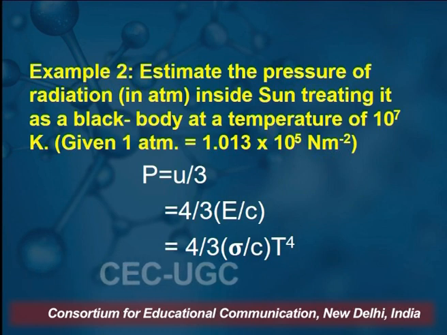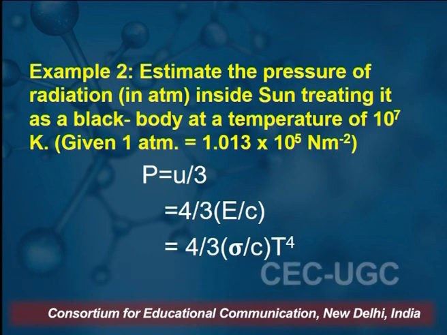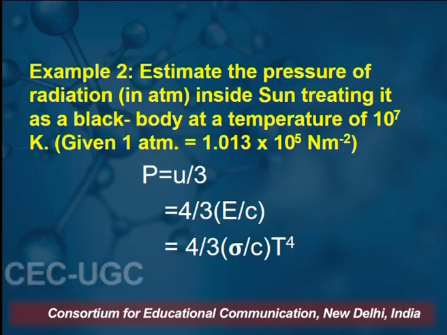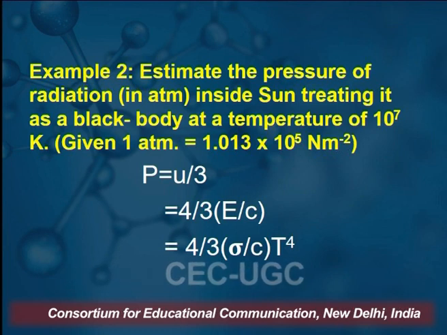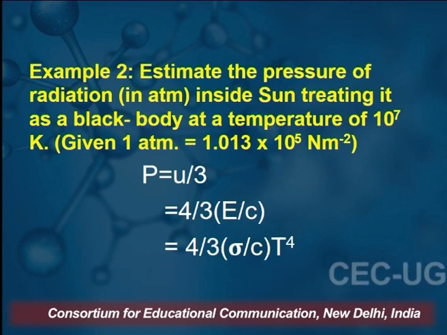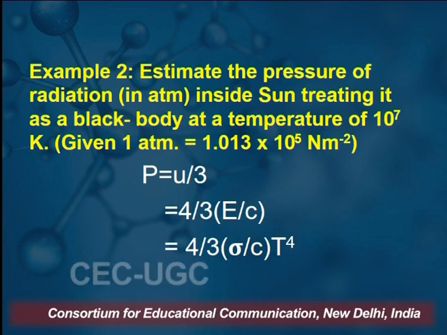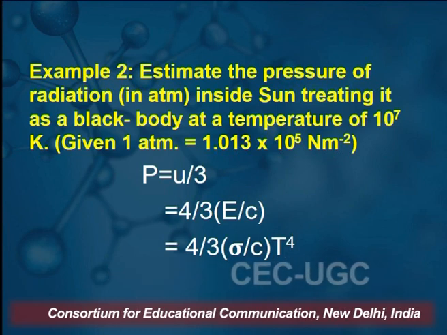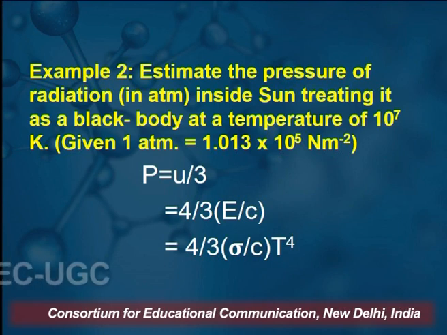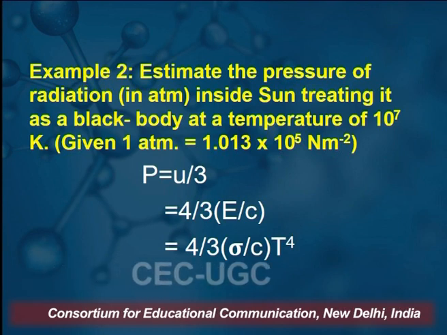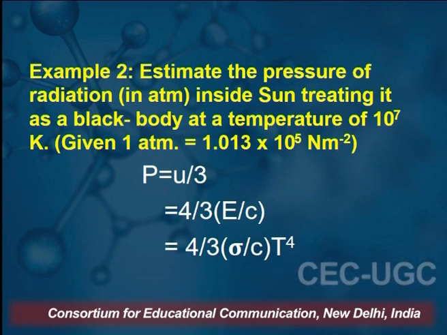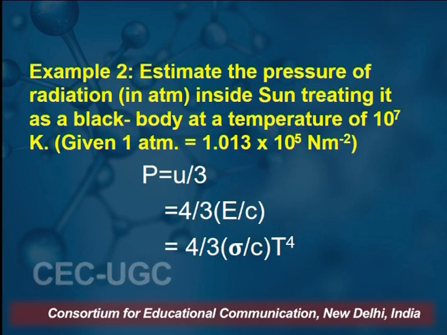Now, let me discuss the second example. The second example is to estimate the pressure of radiation in atmospheres inside the sun, treating the sun as a black body maintained at a temperature of 10 to the power 7 Kelvin. The conversion between atmosphere and Newton per meter square is also given. 1 atmosphere is equal to 1.013 into 10 to the power 5 Newton per meter square.